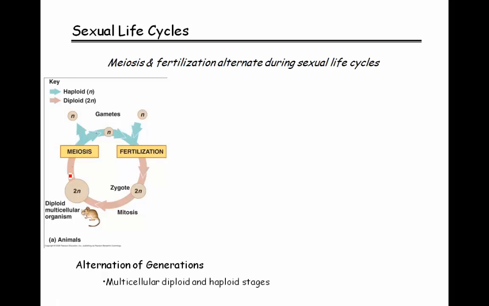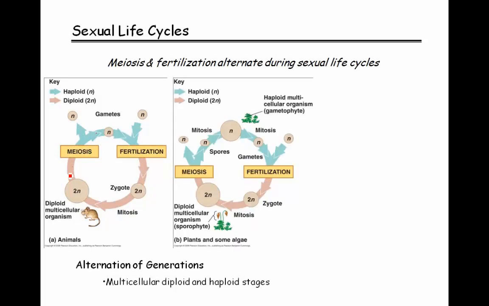In some organisms, we have what's called alternation of generations. Alternation of generations is when you have actual multicellular stages that are both haploid and diploid. Now, we don't have that in the case of animals, but it is quite common in plants and also in some other organisms.